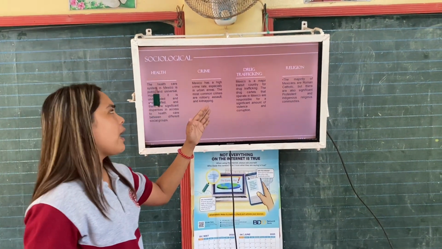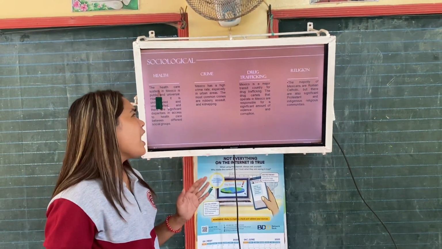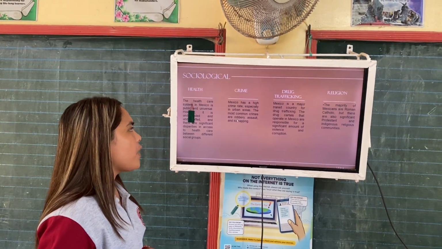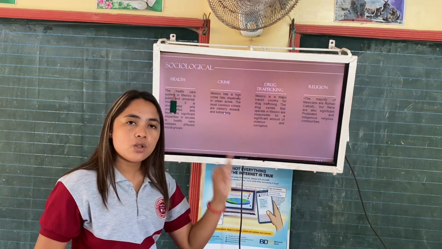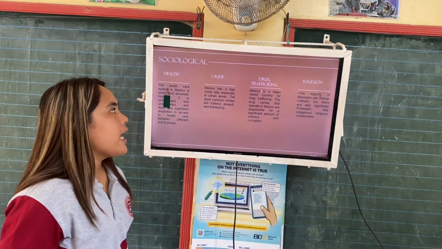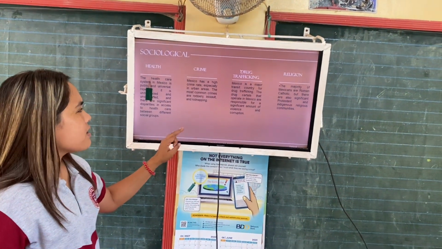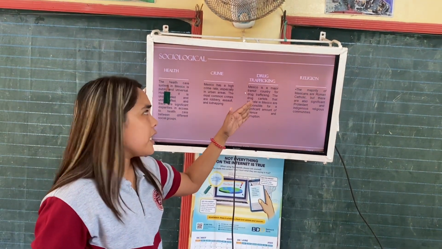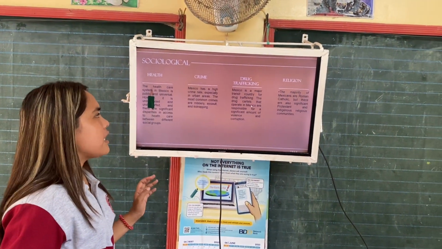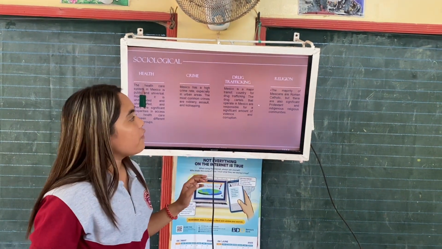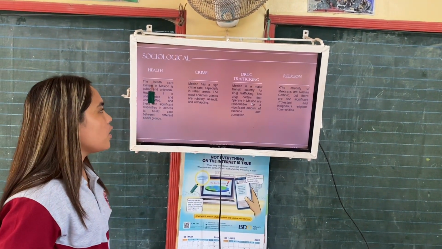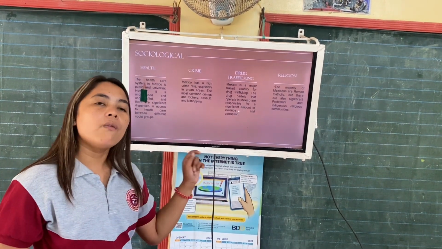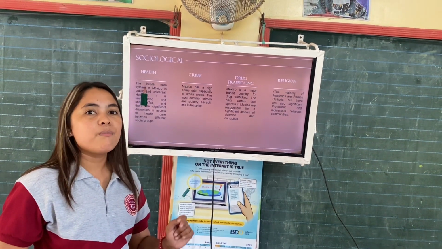So in terms of crime, Mexico has a high crime rate, especially in urban areas. The most common crimes are robbery, assault, and kidnapping. And then also in Mexico, we have drug trafficking. Mexico is a major transit country for drug trafficking. The drug cartels that operate in Mexico are responsible for a significant amount of violence and corruption.